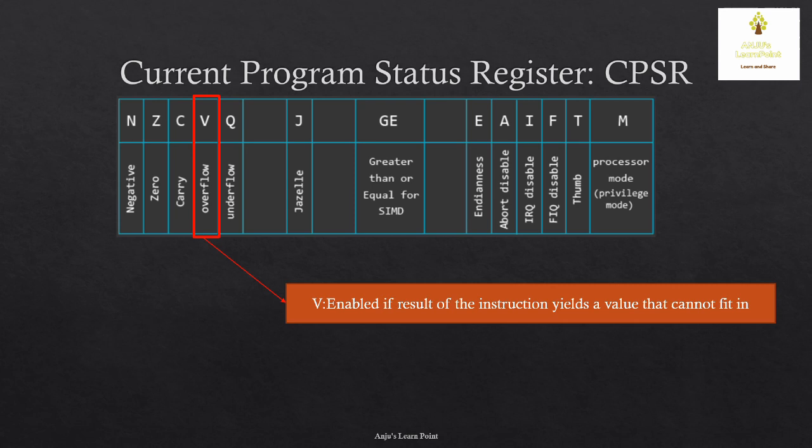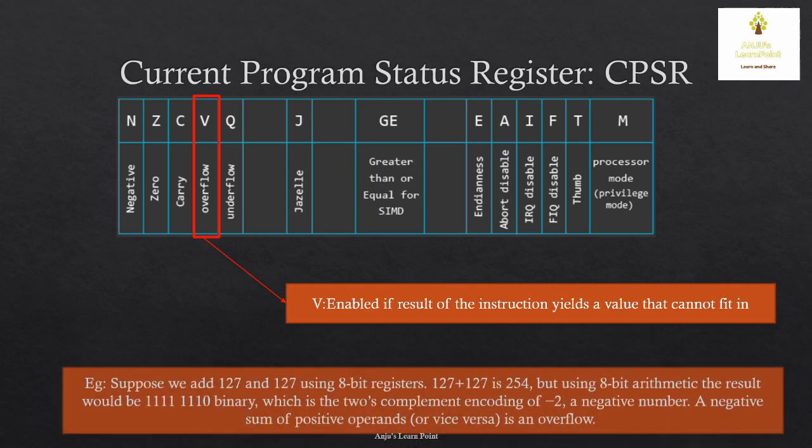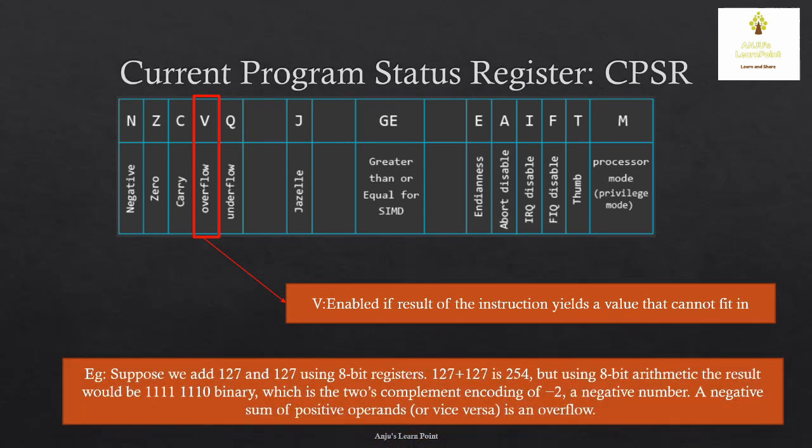Then we have the V bit, or the overflow bit. This overflow indicates when an arithmetic overflow occurs. That is, it is enabled if the result of the instruction results in a value that cannot fit into the particular register. Suppose, as an example, we are trying to add two numbers, 127 and 127, using 8-bit registers. So 127 plus 127 will give the value 254.